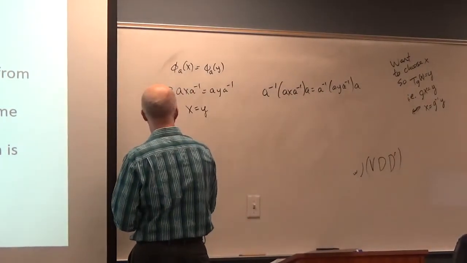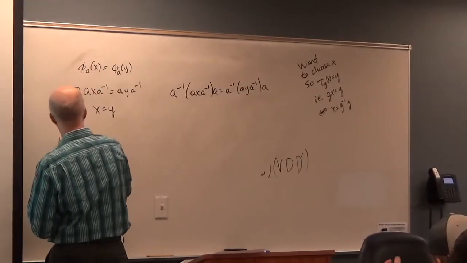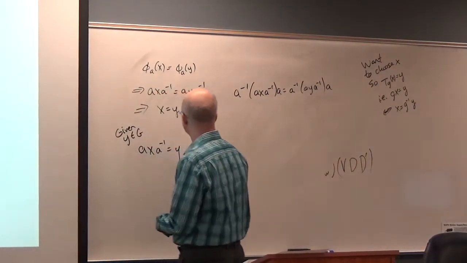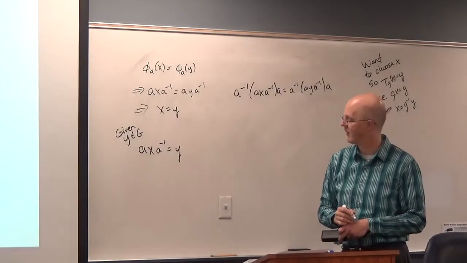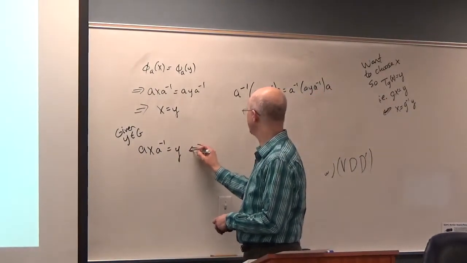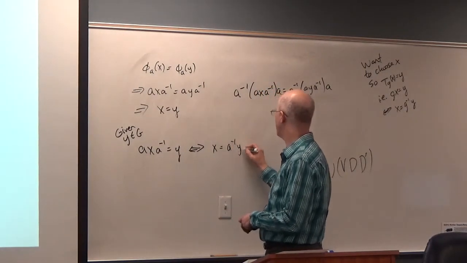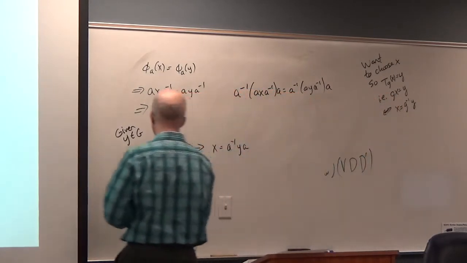Is it onto? Well, that would be essentially a matter of, given y in G, can you solve this equation for x? And does the logic go the other way? And the answer is yes. Multiply on the left by A inverse and on the right by A, and you would get x to be A inverse y A. Technically, you should verify that.